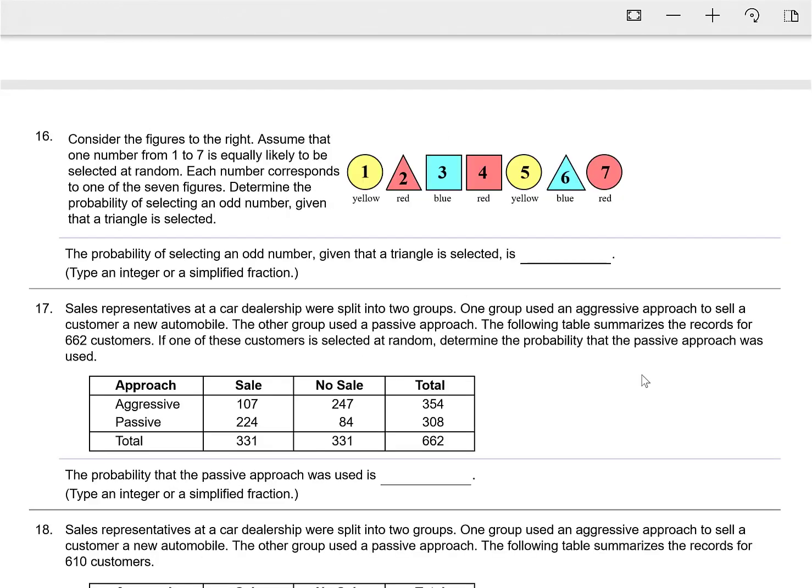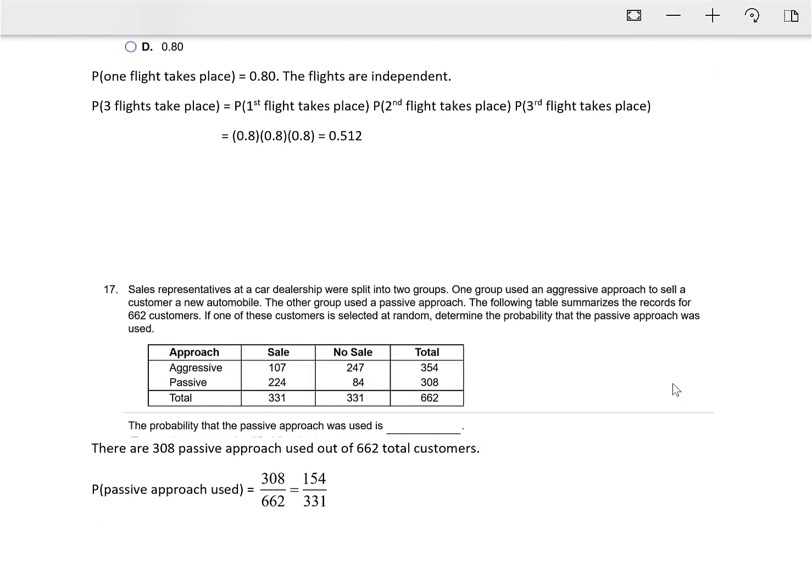Consider the figures to the right. Assume one number from 1 to 7 is equally likely to be selected at random. Determine the probability of selecting an odd number given a triangle was selected. Okay, so if we selected a triangle, we see there's 2 triangles there, but they're both even numbers, so this probability would be 0. I have a detailed solution for number 17.